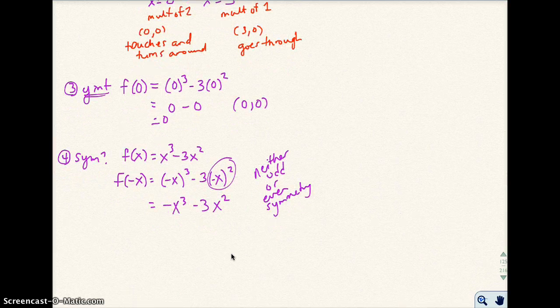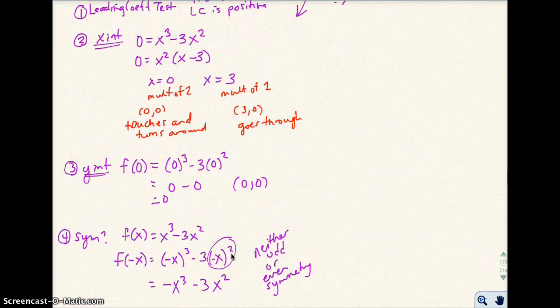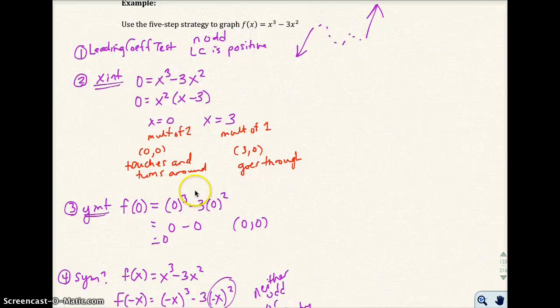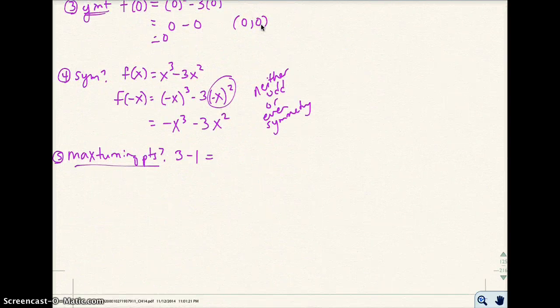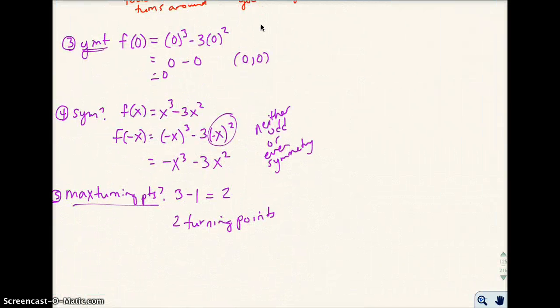Okay, and the fourth thing I want to do is look at turning points, the max turning points. The degree here is 3, so we do 3 minus 1, which equals 2. So there should be at most 2 turning points. Let's go ahead and see what our graph looks like so far. We might need more information in just a second. We'll go ahead and graph this.